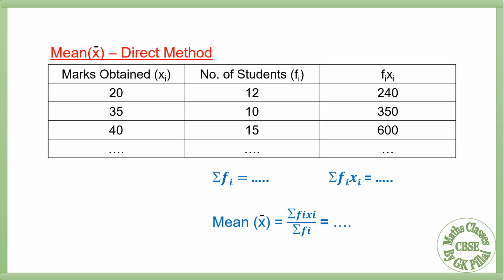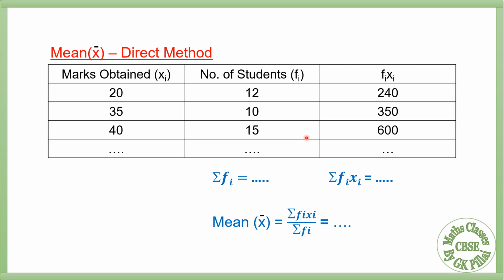Mean can be found from grouped data using 3 methods: direct method, assumed mean method, and step deviation method. I'll be discussing representative sums only for mean, median, and mode. Only part of the sums will be there, and I'll be discussing how to find the mean, median, and mode at the bottom.